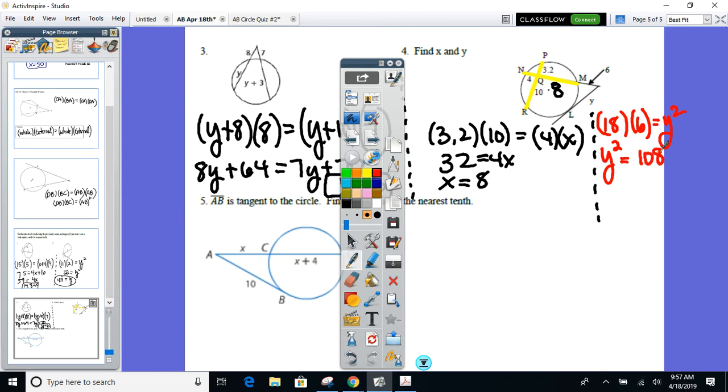And the directions are still near. I got to change those for next year. We should be doing simplest radical form right now, but square root of 108 to the nearest tenth is 10.4.